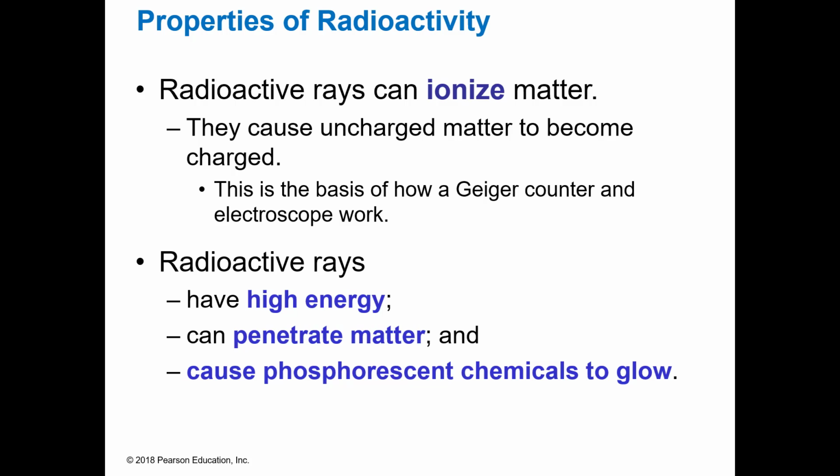Radioactive rays can ionize matter. They cause uncharged matter to become charged. And so that's how we use a Geiger counter, which we'll talk about a little bit later, to measure how radioactive something is. These rays have high energy. They penetrate matter, and depending on what the particle is, they penetrate more and more, and they cause phosphorescent chemicals to glow.